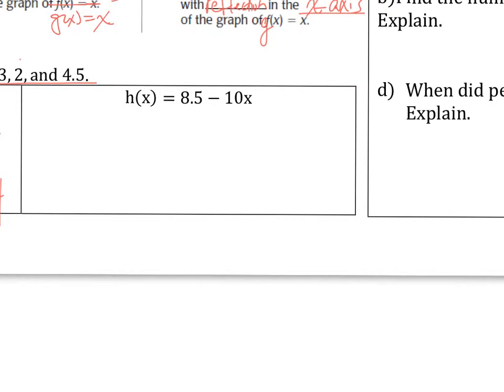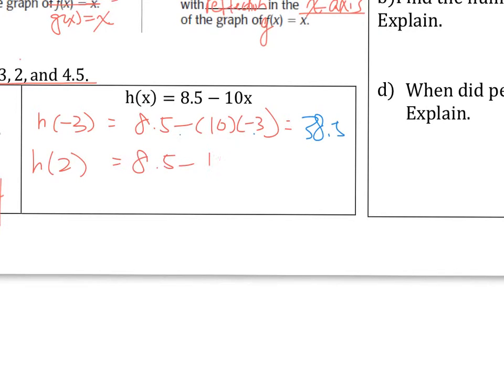And for this one, same thing. h of negative 3. So we've got to be careful. Negative times negative makes positive, so positive 30, so 38.5. And h of 2 is 10 times, negative 10 times 2 gives negative 20. Negative 20 plus 8.5 is negative 11.5.